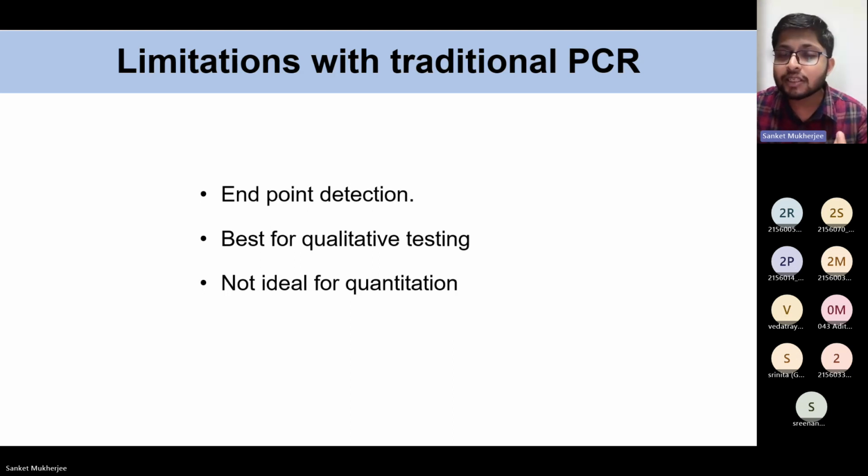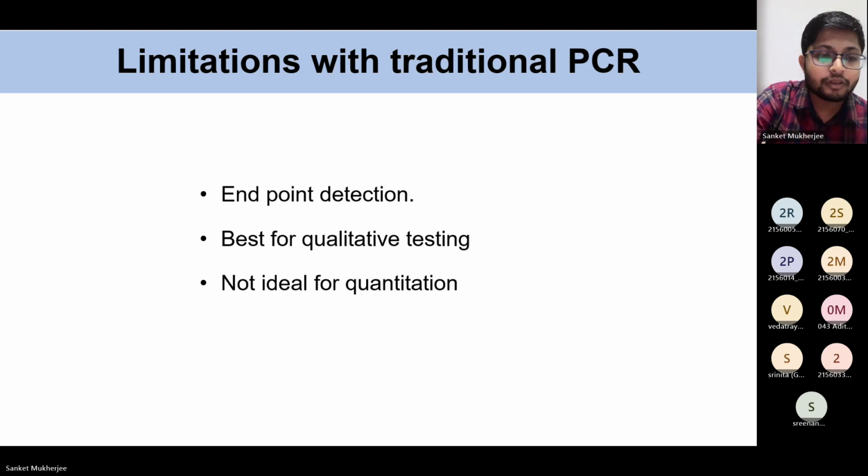A traditional PCR will give you an endpoint detection. It is best for qualitative testing, whether you have the thing or not. That is fine. But how much DNA you have, how many copies of DNA you have, you cannot find out. So it's not ideal for quantitative analysis. Is that clear to everybody?